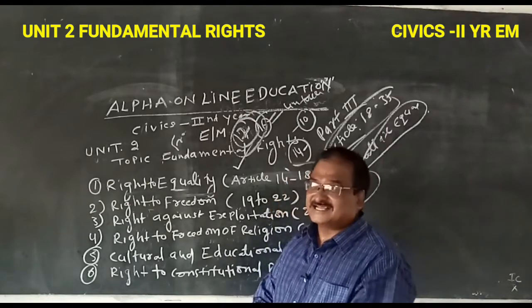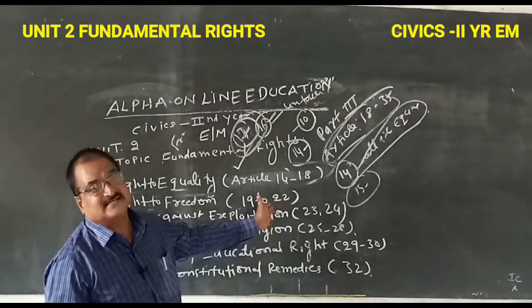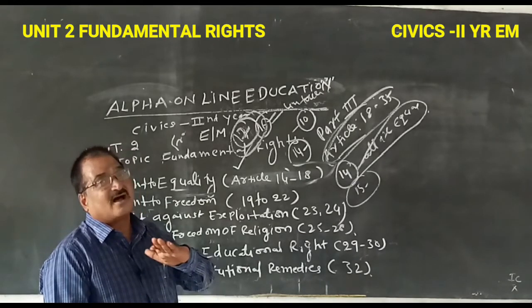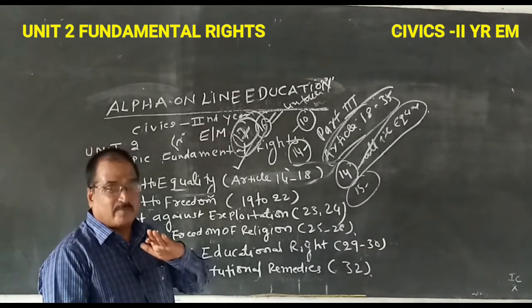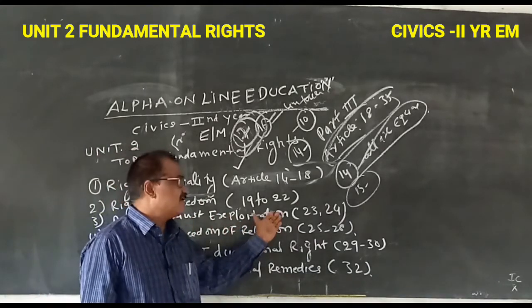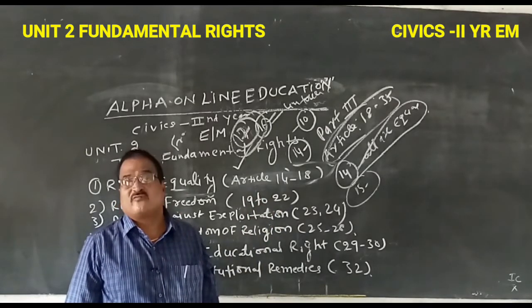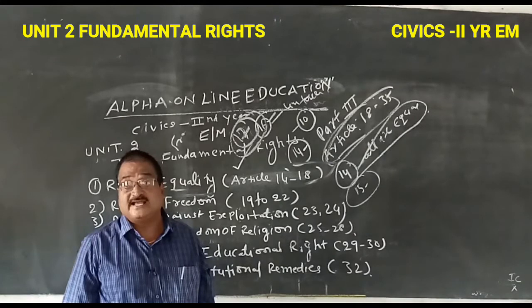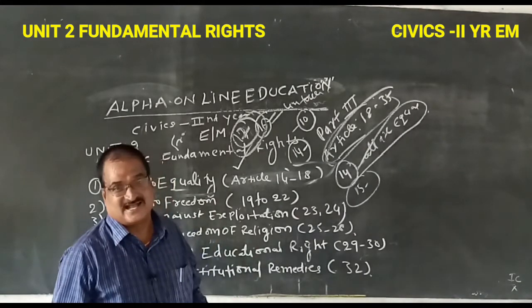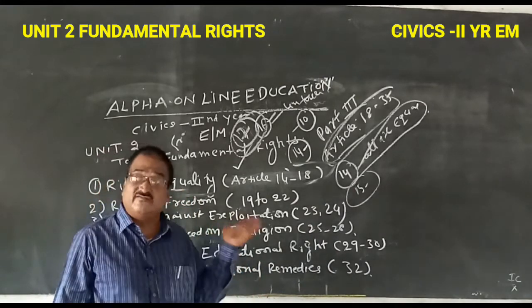Then the right against exploitation, according to Article 23. Is the profession of forced labour or prostitution prohibited? According to Article 24, those who have not completed 14 years of age cannot work in big industries or factories. So that is Article 24.